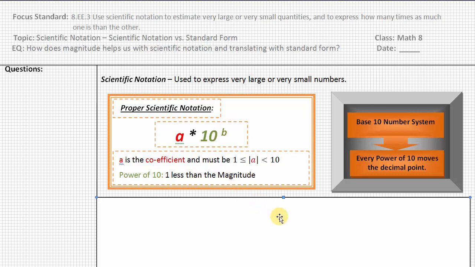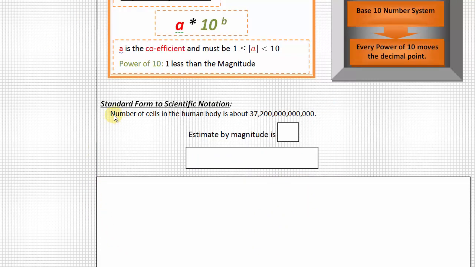So let's go ahead and take a look at our first practice problem. In our first problem, as we go from standard form to scientific notation, we're looking at the number of cells, and it said that the number of cells in the human body is 37,200,000,000,000. As you can see, this is a pretty large number, and we're probably getting pretty tired of writing a lot of zeros, so this is where scientific notation comes in handy.